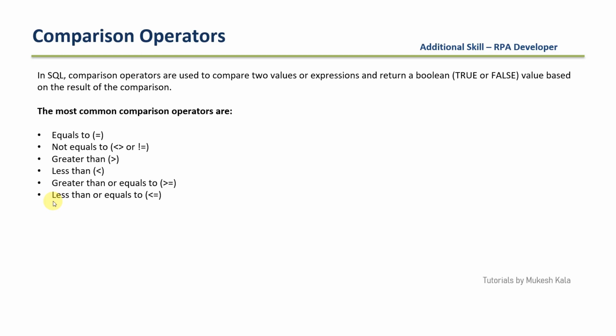If it is equal to this, yes. If 10 is greater than 5, yes. If 10 is less than 20, yes. If 10 is less than 100, yes. If 100 is less than 10, no, right? So the answer would always be true or false, which is called a boolean. Now let's go to the SQL and see how I can utilize the comparison operators.